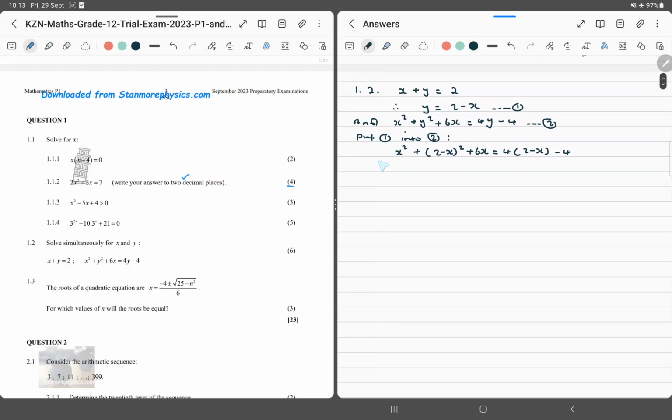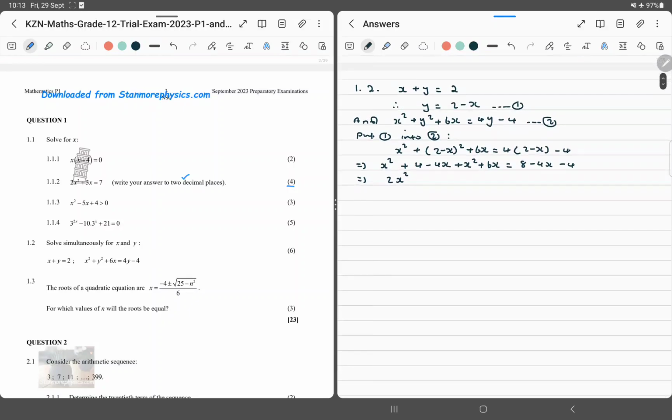So let's sort it out. This implies that we've got x squared plus, this one is going to be 4 minus 4x plus x squared plus 6x equals 8 minus 4x minus 4. This implies that we've got x squared plus x squared is basically 2x squared. And then here you just have to collect these like terms properly. Now this is minus 4x plus 6x. That gives us a 2x. 2x plus 4x is again 6x. And then we've got a 4. And then here, 8 minus 4 is 4. 4 minus 4 is a 0.